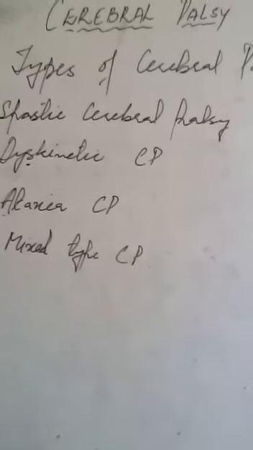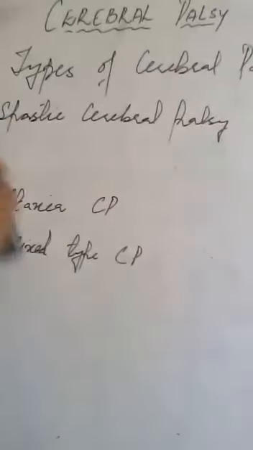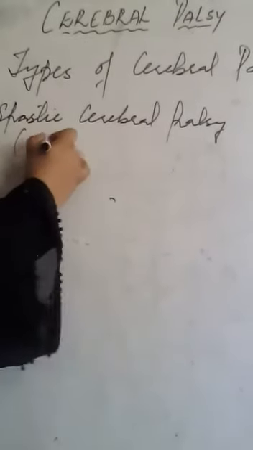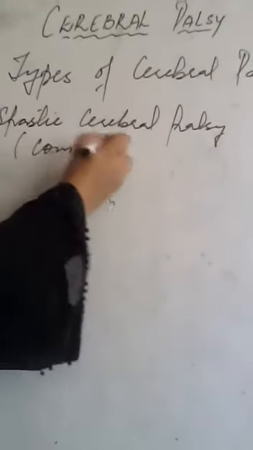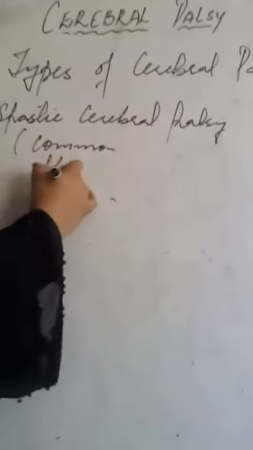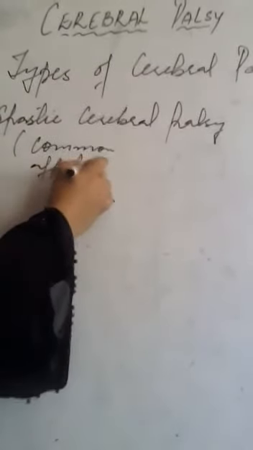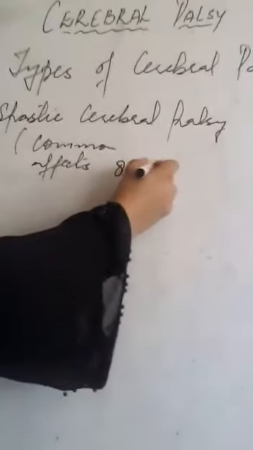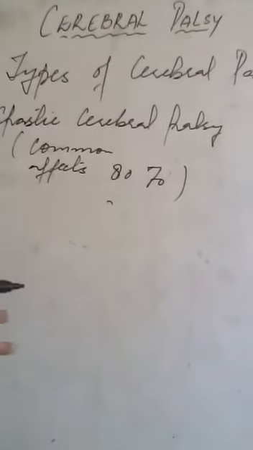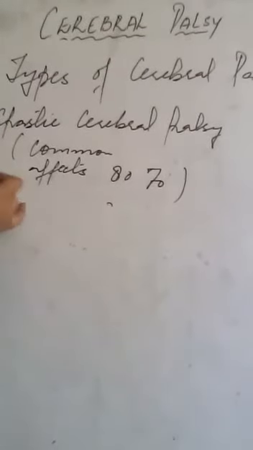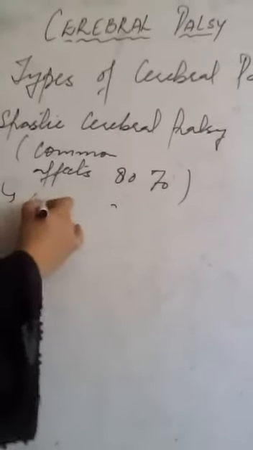Now you will see the first one, that is the spastic cerebral palsy. Spastic cerebral palsy is the most common cerebral palsy and affects approximately 80% of people with cerebral palsy. Most common cerebral palsy, spastic cerebral palsy, where cortical pyramidal cells are involved.